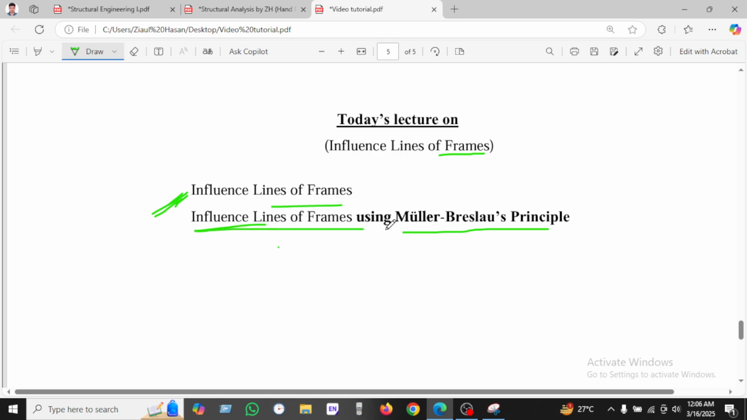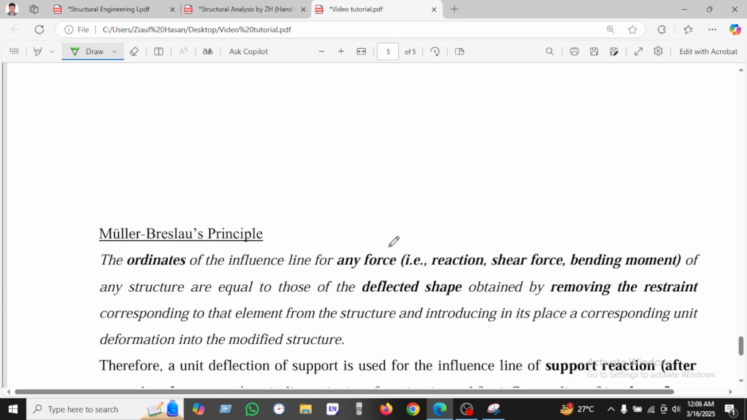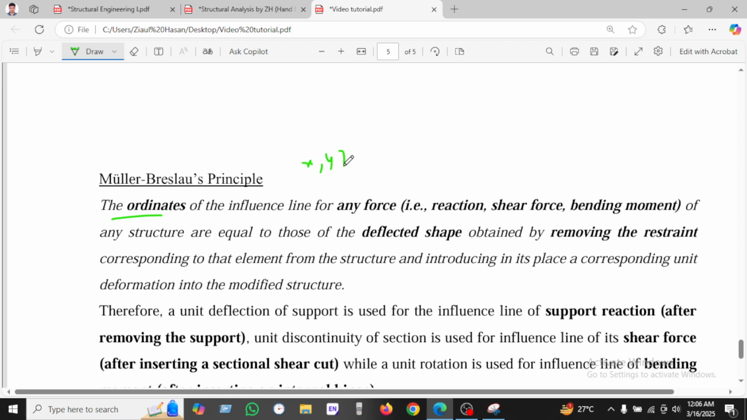Now we'll show the influence line using Müller-Breslau's principle. Before going to the example, I'm just saying what the Müller-Breslau principle is. The ordinate, what is ordinate? X, Y, Z. This is the ordinate at any point. The influence line of any force, like a reaction, shear force, or bending moment of any structure, is equal to the deflected shape, which you can see is like this or others, obtained by removing restraint.